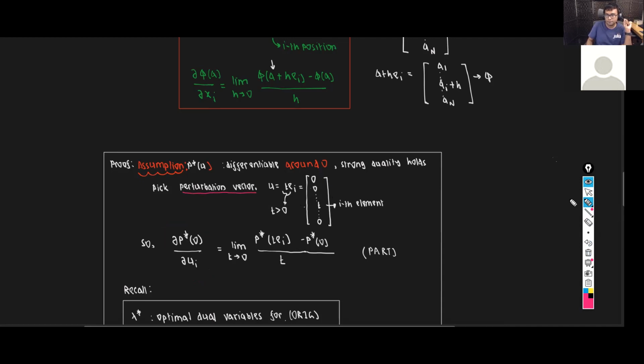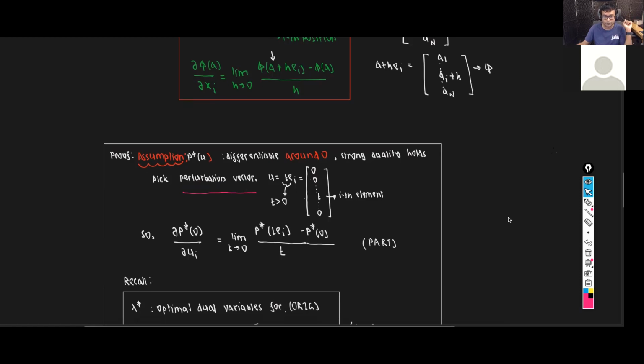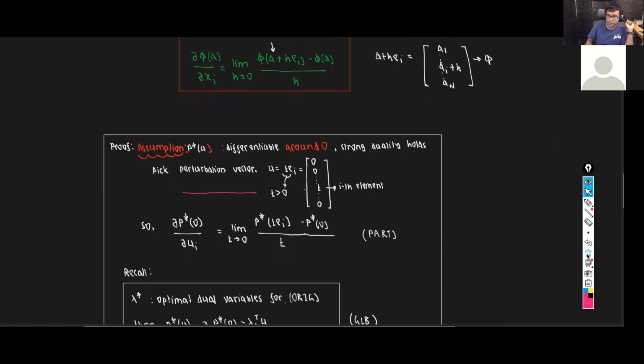And for now, first we are picking t greater than 0, and then we will pick t less than 0. Okay, and then we will arrive at the inequalities. But for the first case, we are starting with t greater than 0. So at this point, the partial derivative of p star at 0 with respect to u_i is equal to the limit as t goes to 0, and this is just the definition, right?